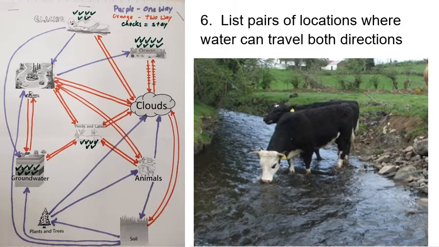An example here: water is going into the cow, and then water will also come out of the cow. So animals can take water from rivers and streams, and they can also put water back into rivers and streams. And that actually does happen. It's one of those two directions of water movement in the water cycle.